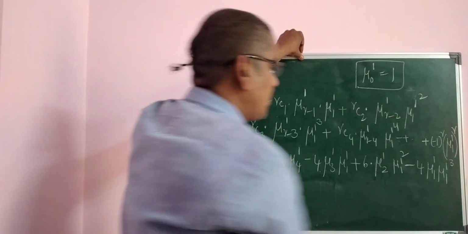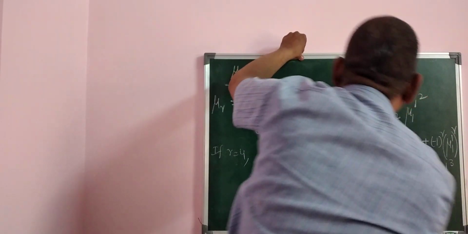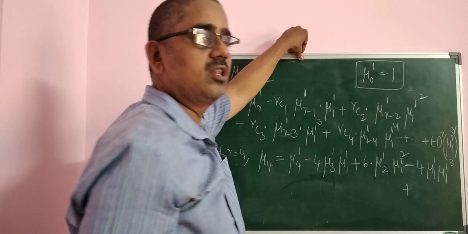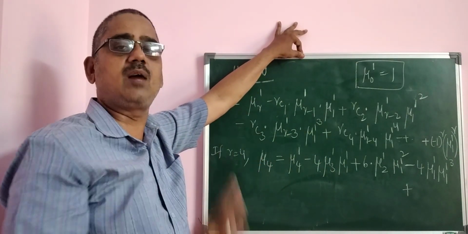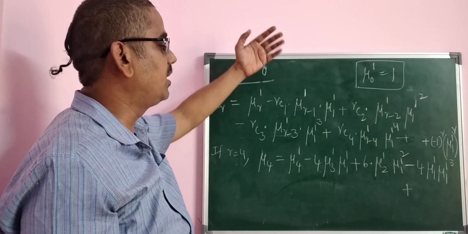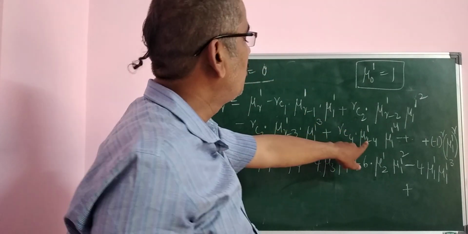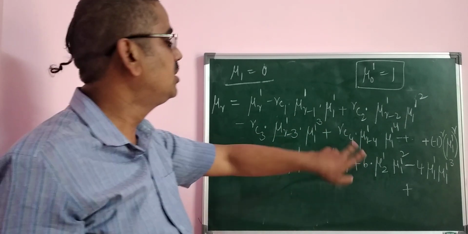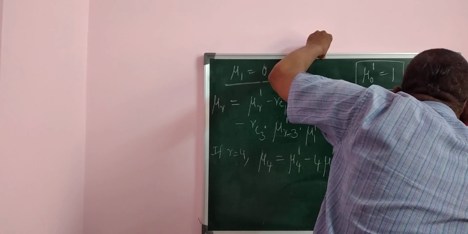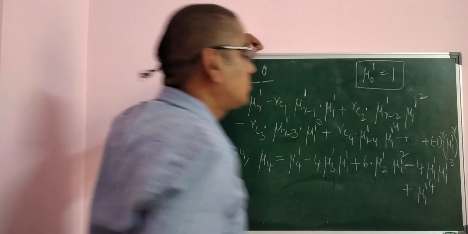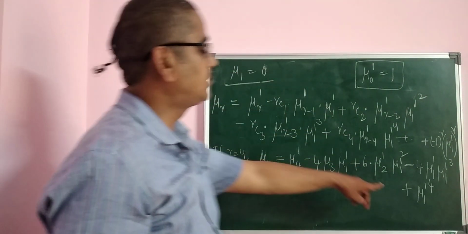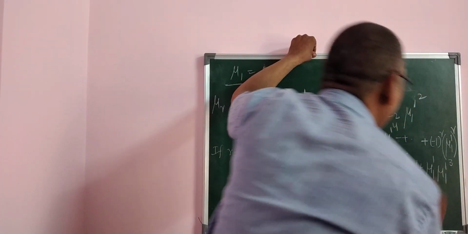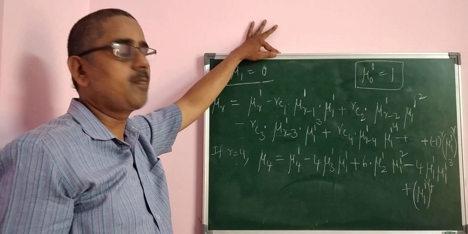One more, the last one, plus 4c4. There you stop. We can stop the terms. That is 5 terms we are getting. 4c4 is 1, mu 4 minus 4, mu 0 dash. Mu 0 dash is 1. So these two values are 1. Then the only value is mu 1 dash whole power 4. You see this power 4, mu 1 dash power 4.